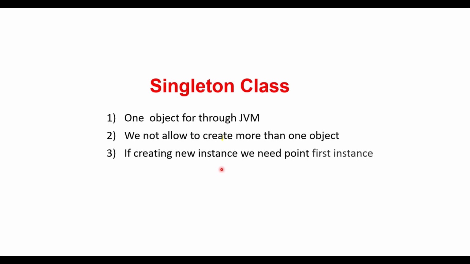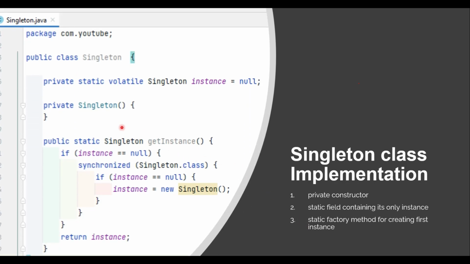Then we can go for the implementation of the singleton class. For singleton class implementation, we can achieve it with these three points: first is the private constructor, then the static instance field, and the factory method. We have this factory method implementation, and the instance initialization is a private static field. Its creation is the second point.